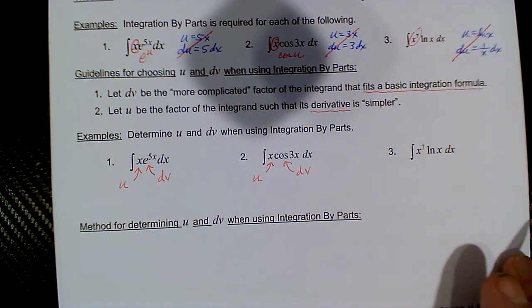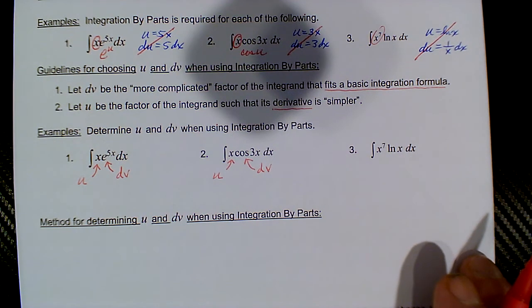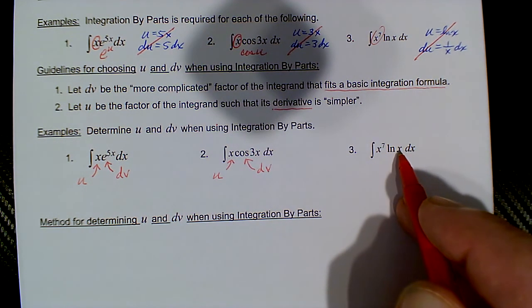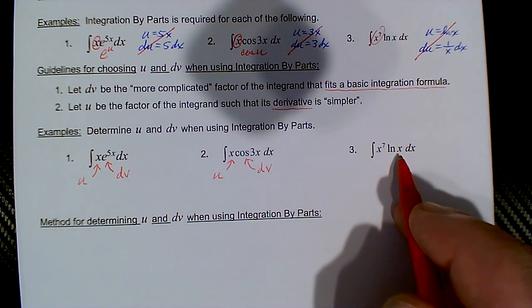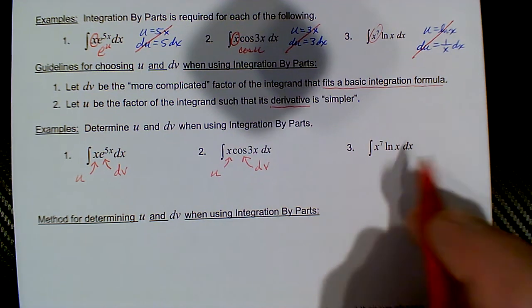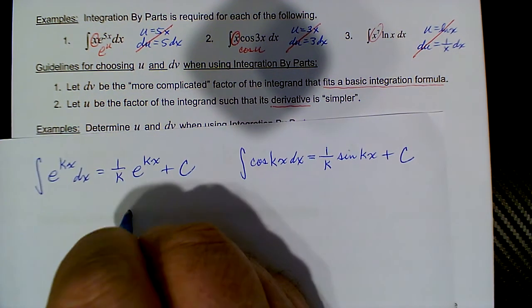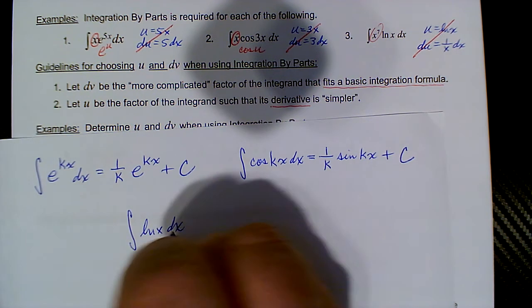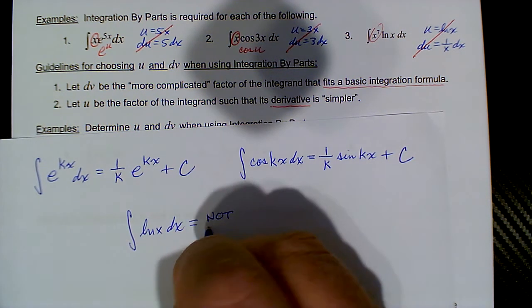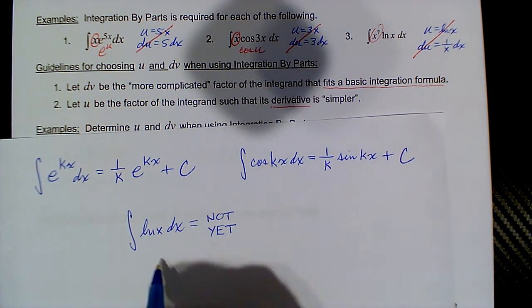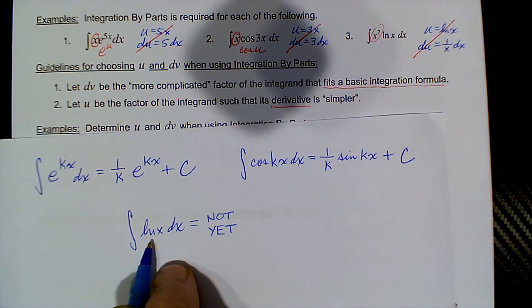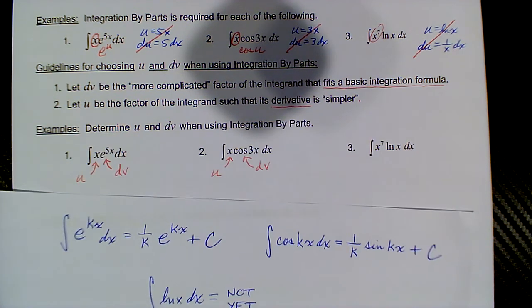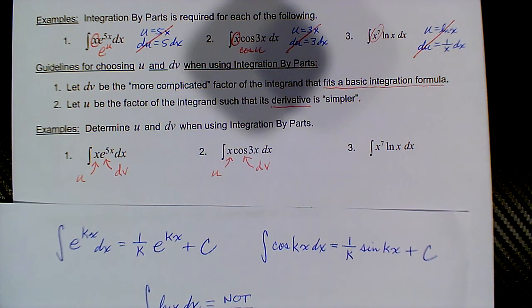Now, in the third example, we have a choice of x to the seventh or the natural log of x. And obviously, you would say the natural log of x is more sophisticated or more complicated, but we don't have an integration formula for the natural log of x. So the integral of the natural log of x, okay, we don't have this, at least not yet. Actually, it requires integration by parts to be able to integrate this. And so we can't pick that to be our dv, because there is no basic integration formula.